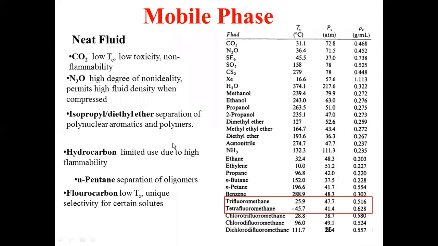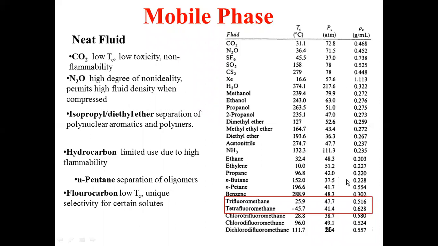And apart from all these supercritical fluids, even fluorocarbons such as trifluoromethane and tetrafluoromethane can also be used. 25.9 degrees Celsius will be the critical temperature of trifluoromethane, whereas tetrafluoromethane will have minus 45.7 degrees Celsius. So some special arrangement needs to be made while using tetrafluoromethane as a supercritical fluid because regulating the temperature to minus 45.7 degrees Celsius is somewhat difficult. So we may have to use special devices. Cryogenic cooling needs to be used while adjusting the temperature.